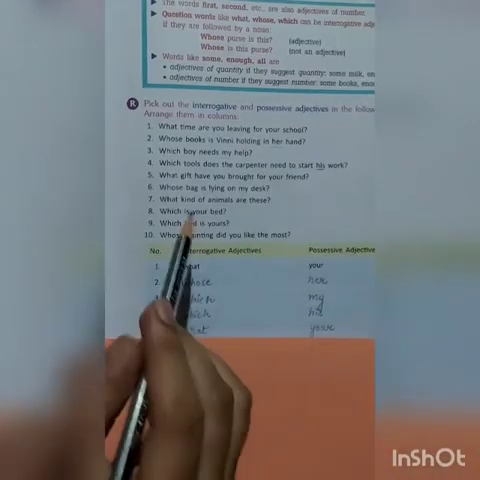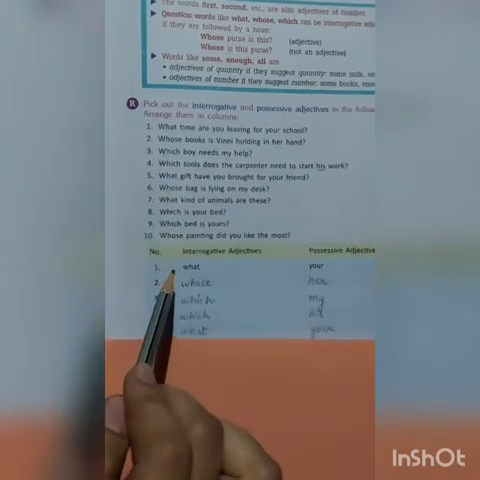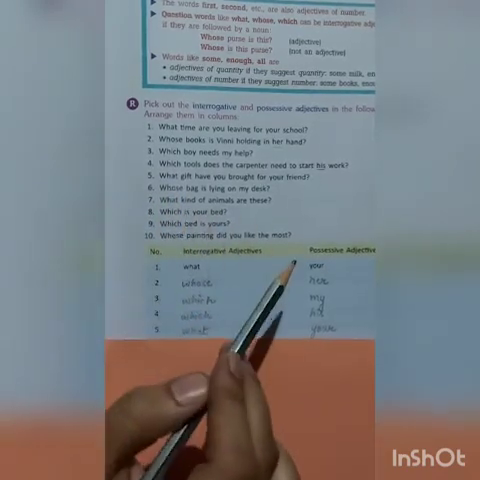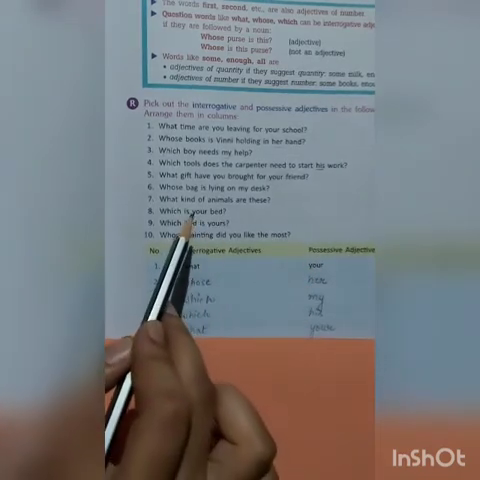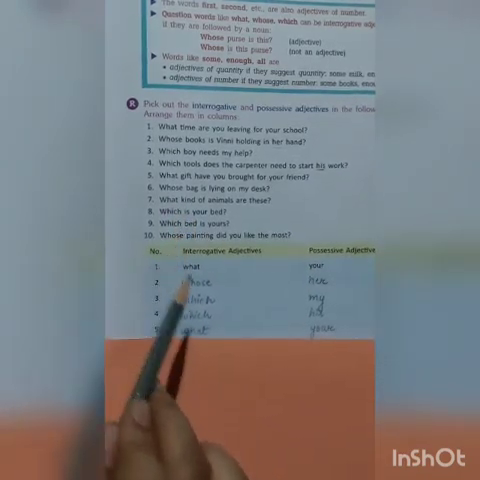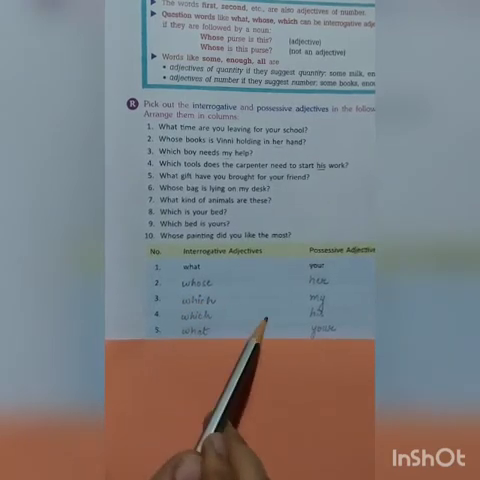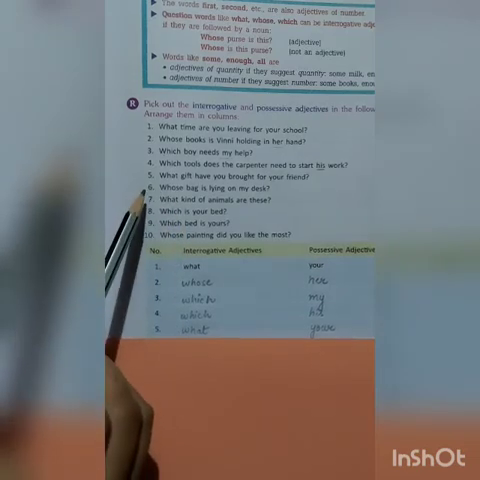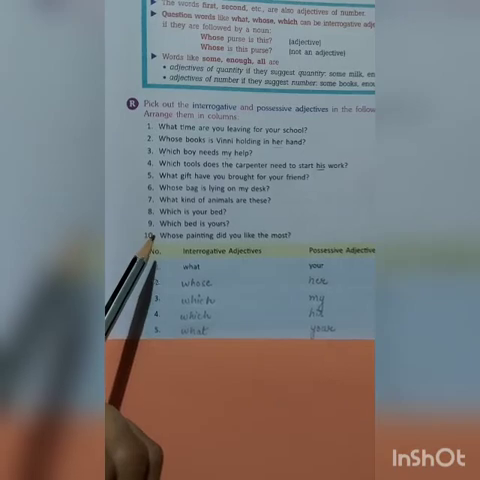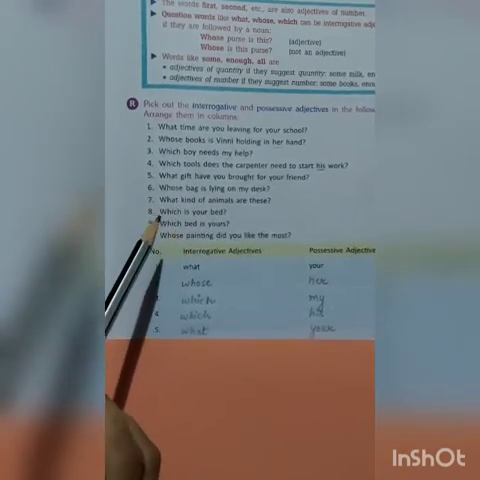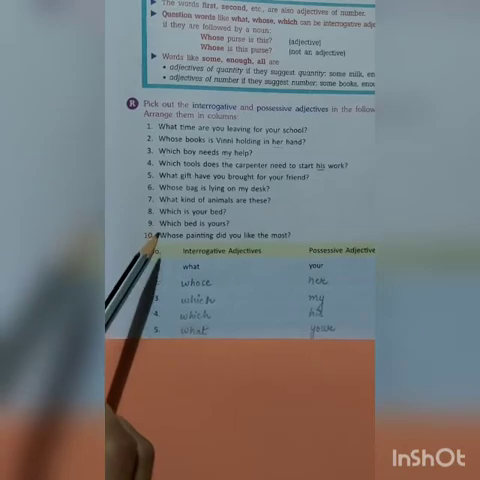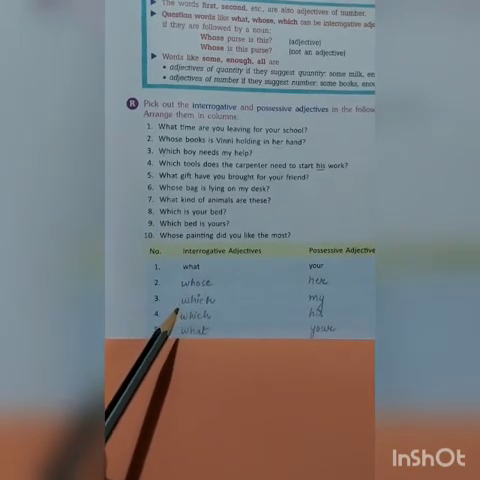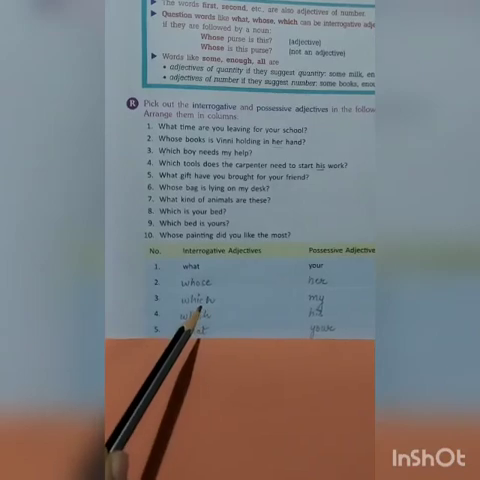Children, I'm leaving the next 5 for you. Find out the interrogative and possessive adjectives from these sentences on your own and then write them in the columns given below. Okay, children? I hope you have understood the topic. So, from 6th to 10th, you will try these sentences. You will try out the interrogative and possessive adjectives you find from these sentences and then write them in the columns given here.